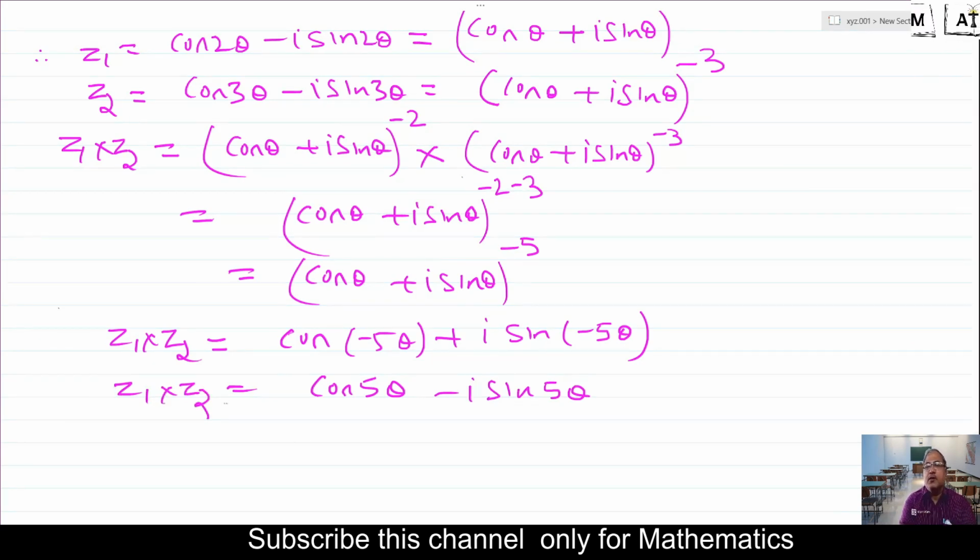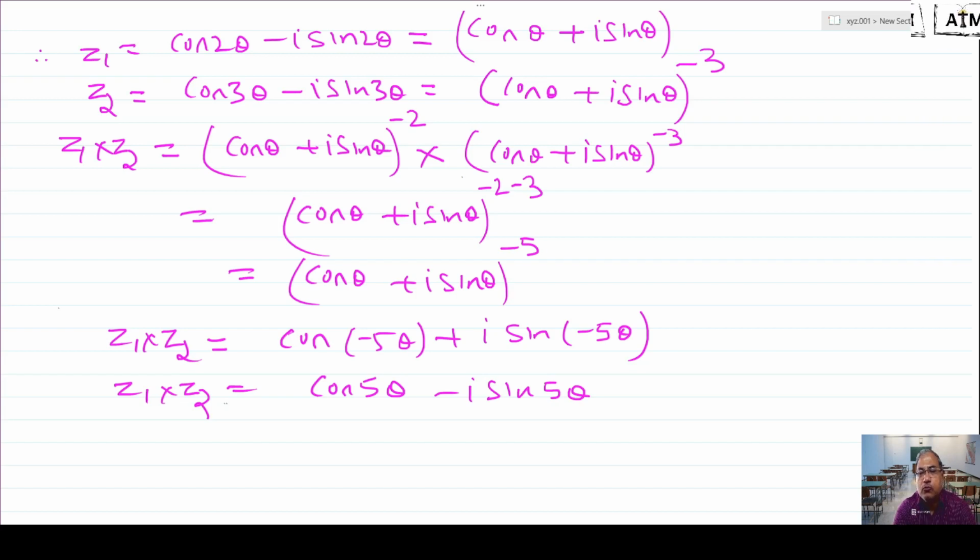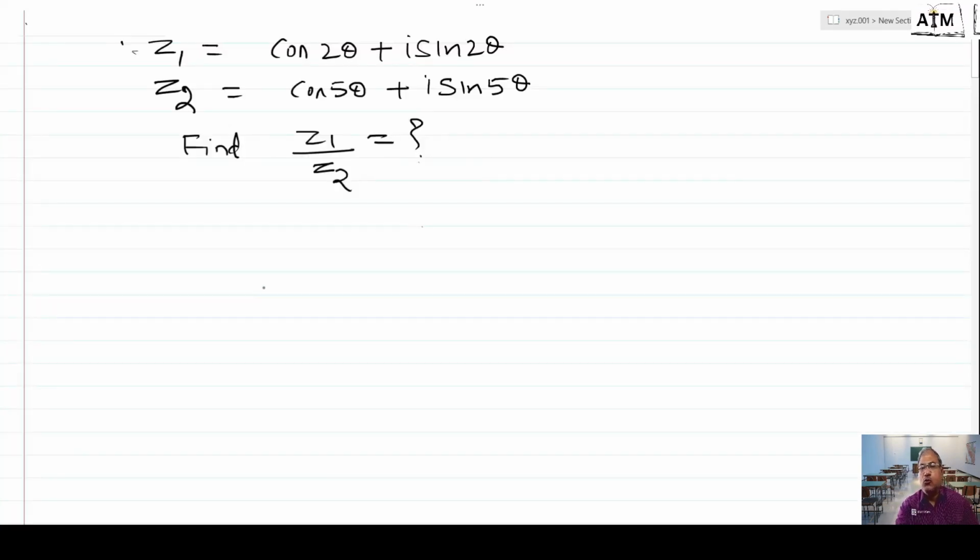Thus, we have seen that even though there is a plus or minus, we can easily use De Moivre's theorem. Now let us have one more example to find Z1 upon Z2. If Z1 and Z2 are given, by using De Moivre's theorem, we can easily simplify Z1 upon Z2. Suppose Z1 equals cos 2 theta + i sin 2 theta and Z2 equals cos 5 theta + i sin 5 theta. Find the value of Z1 upon Z2.